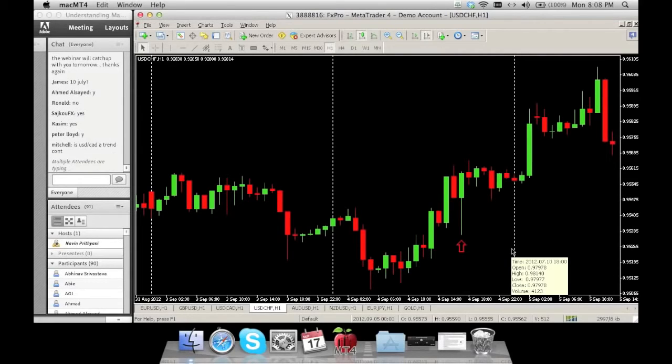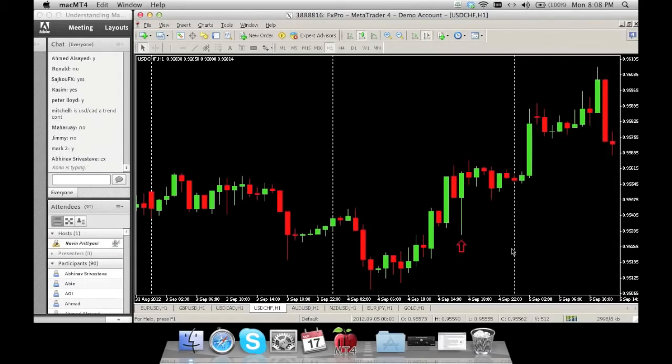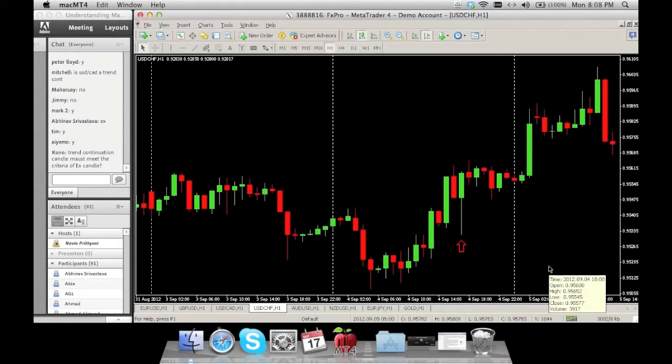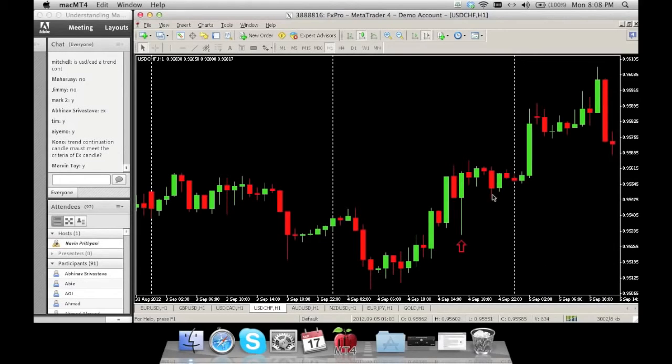Okay, this is a trend continuation pattern. Here's why. First things first, do we have a trend? Yes. We have a nice trend going upwards. Second thing, this is an upside down exhaustion candle. Large tail, body on one side of the candle, but it's upside down. If the tail was on top, this would reverse the market, right? It would reverse the market.